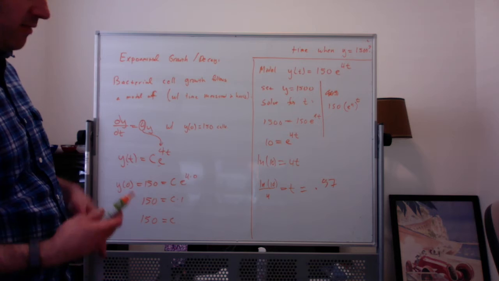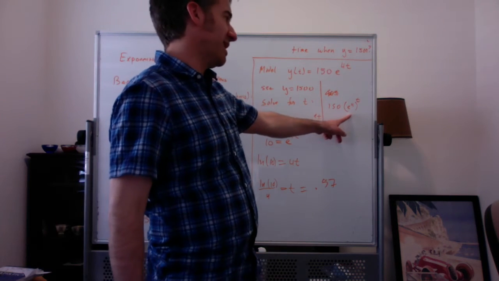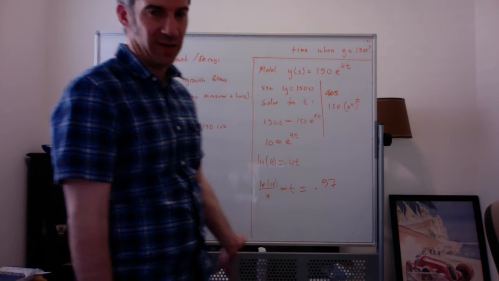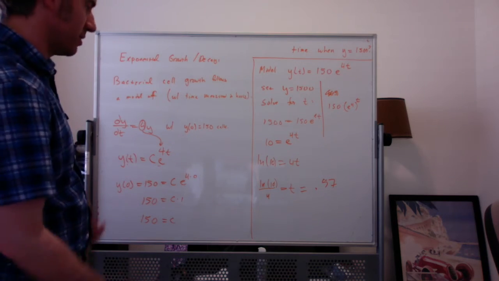And so after 1 hour, this population would multiply by e to the 4th, which is a really big number. It's like 80 or something. So yeah, I can see this is totally right.